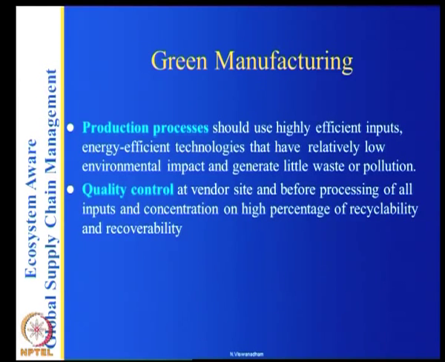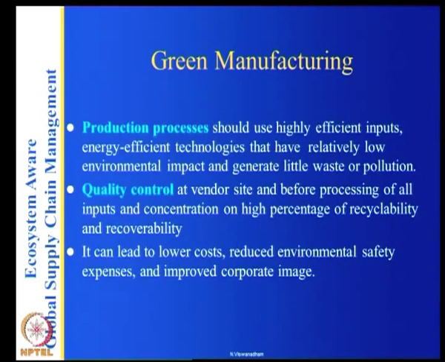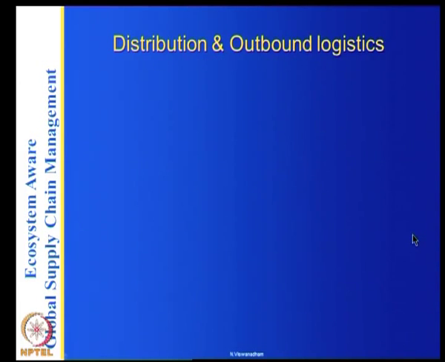So if you look at the car, the automobile, the greenhouse gases that are emitted during the entire production process, you have to consider the steel, you have to consider the manufacturing and so on. So basically, the production process should use highly efficient inputs and be energy efficient. Quality control at the vendor site and before processing of all inputs, and concentration on high percentage of recyclability and recoverability. So it can lead to lower costs, reduced environmental safety expenses, and improved corporate image. So green manufacturing is important, but takes time.